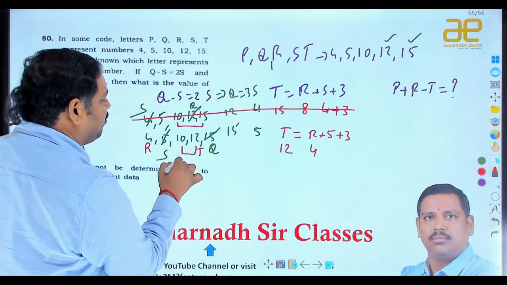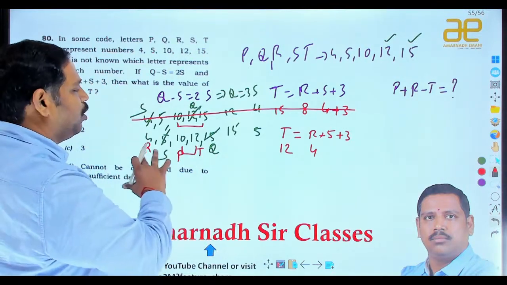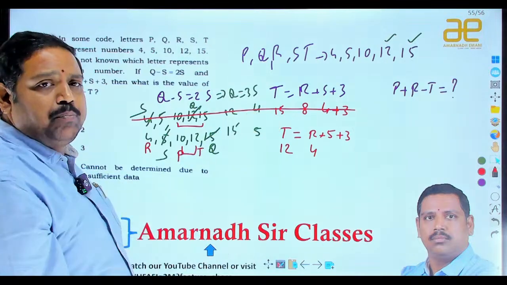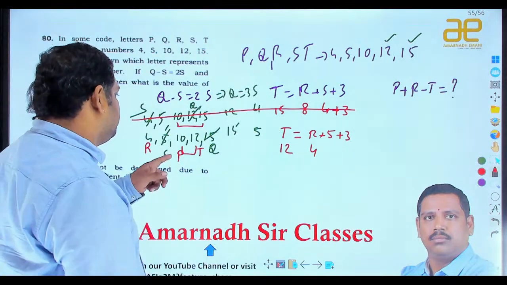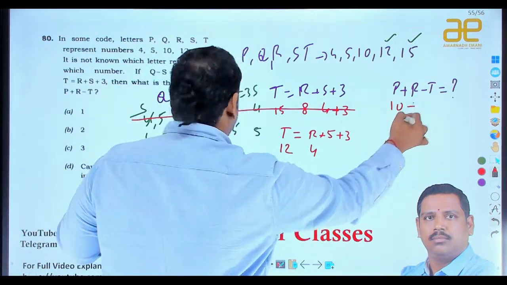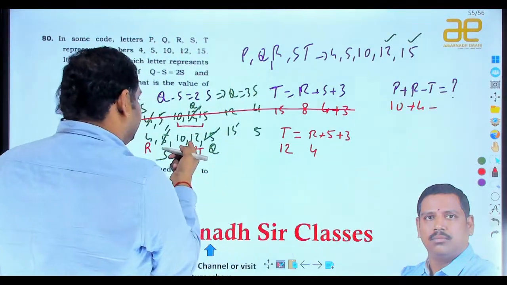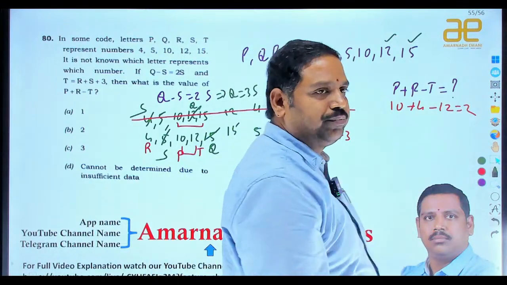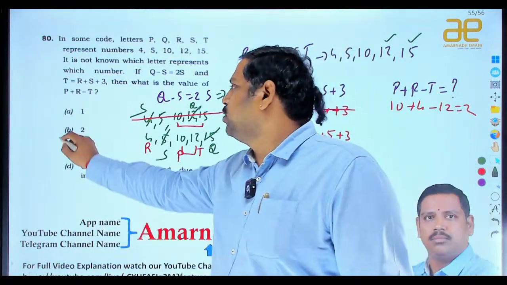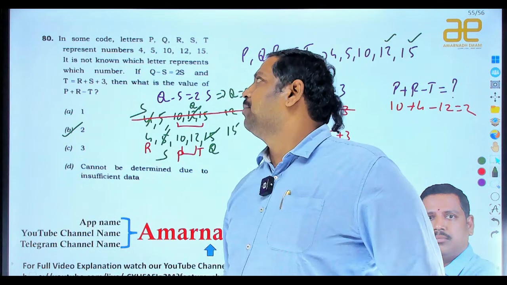So the left one is P. I got unique values. What is he asking? P plus R minus T. P is 10 plus R is 4 minus T is 12. The answer is 2. So it is B. No need to say that it cannot be determined.